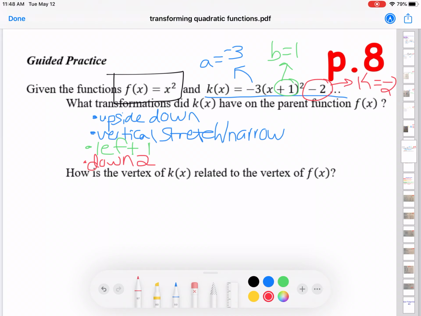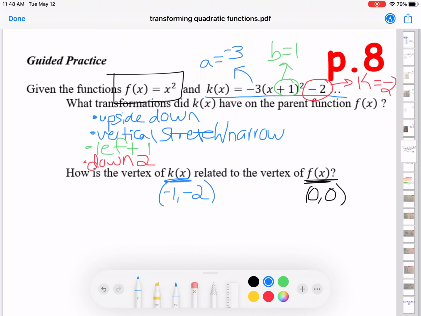Let's take a look at the second question here. It says, how is the vertex of k of x related to the vertex of f of x? Well, if we think about our original f of x function, x squared, the original vertex on that would be at 0, 0. If you were to go into a graphing calculator and graph k of x, the vertex of k of x would be located at -1, -2. If you remember our lesson on vertex back in Unit 8, we learned that you can find it by finding the opposite of the h value, the k value.